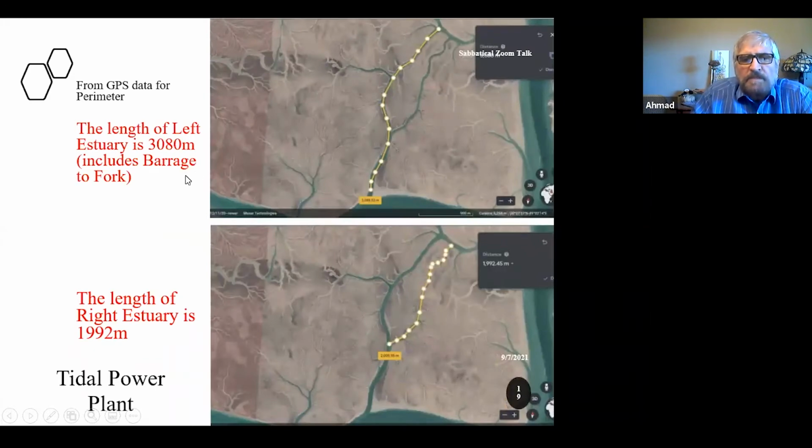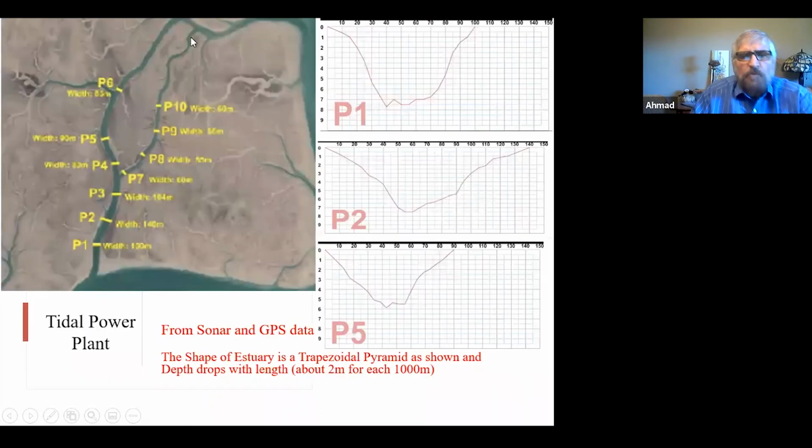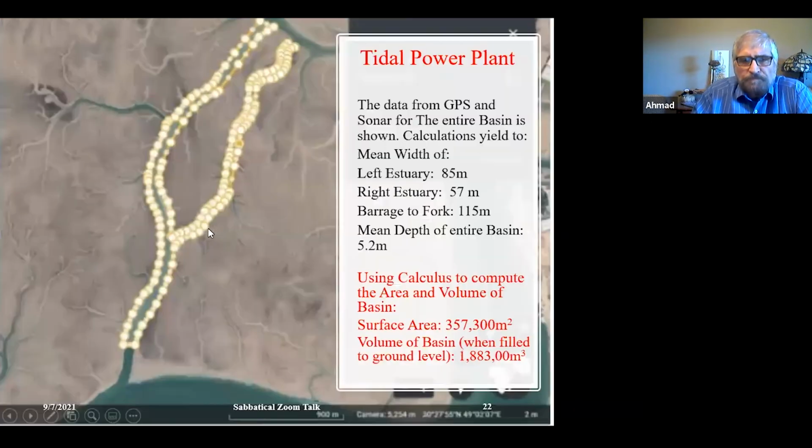I put together this data with their help, and the left estuary is about 2 miles long, and the right estuary is about 2,000 meters, or about 1.25 miles. I picked up a few points along the length to see what the width and the depth are. The shape of the cross section is trapezoidal, and the depth does decrease as we move away from where the barrage would be constructed.